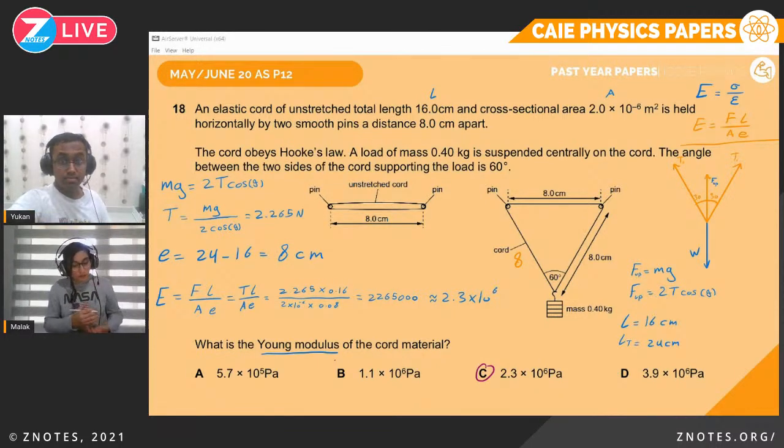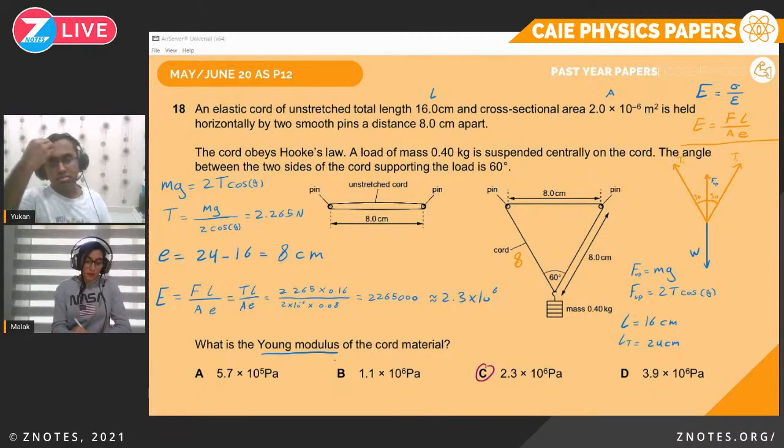Some people can just tell this intuitively, but I prefer writing it in equation form, just so people know where it actually came from. Now we know the extension, and we just plug in all the numbers that we have into the equation, as in the force, which I wrote here as T to make more sense. You write the tension, length, area, and extension.